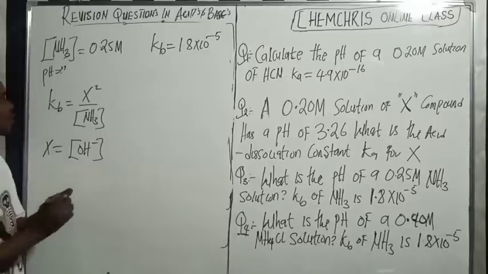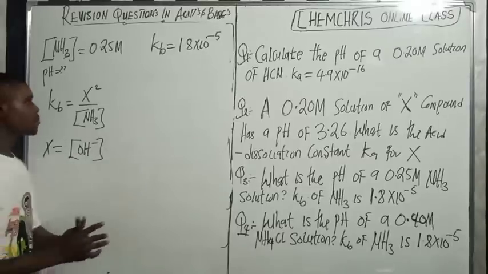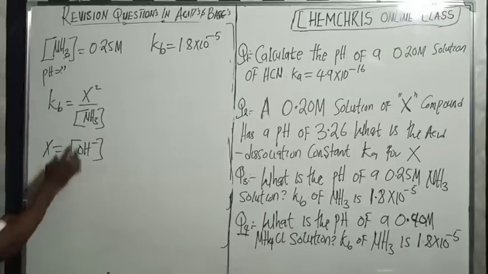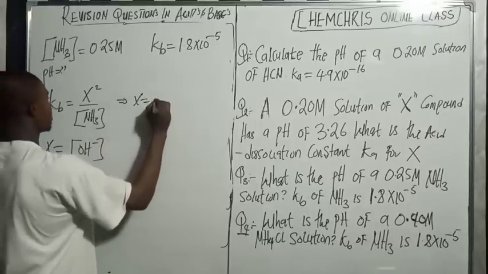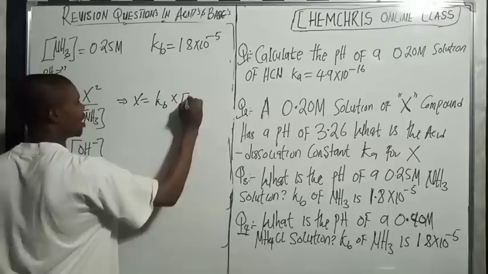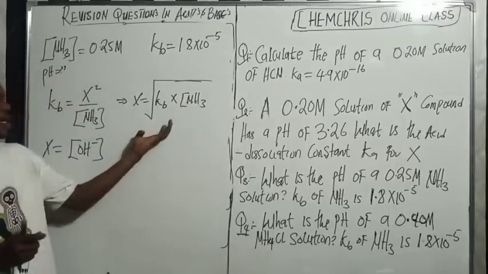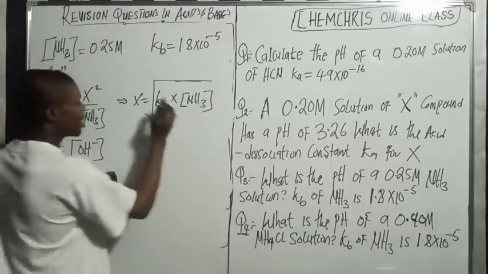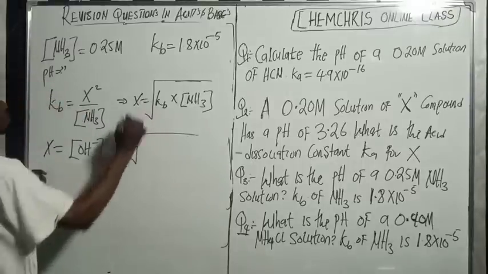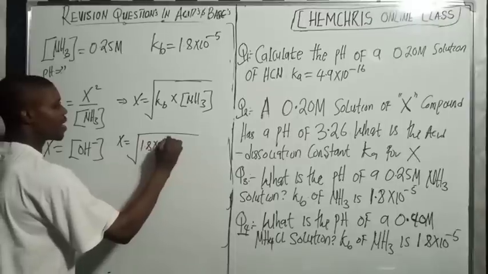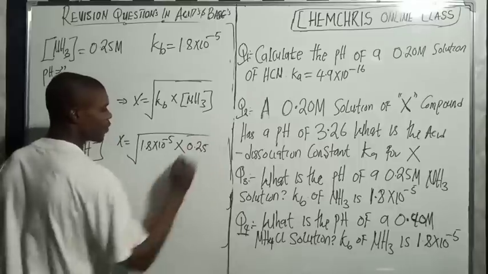It means that if I calculate for my x, I've calculated for the concentration of OH minus. Do you understand? So what am I going to do here? I'm going to make x the subject of the formula. x is going to be the square root of Kb times the NH3 concentration, right? With this, I'll just compute my values and get my answer. So my x equals the square root of Kb, which is 1.8 exponential minus 5, times the ammonia concentration, which is 0.25.